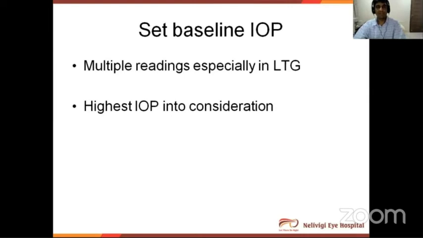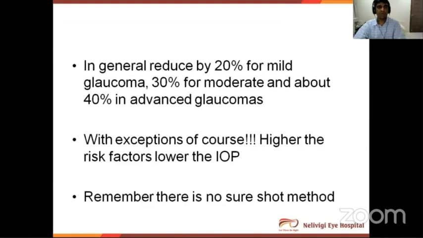Especially in low tension glaucomas, you need to take multiple readings, and the highest IOP is taken into consideration as the baseline intraocular pressure. So now we have set the baseline intraocular pressure, baseline visual fields, baseline RNFL, and obtained a proper history. Once you have done that, you set the target IOP arbitrarily based on these parameters. In general, reduce the IOP by 20% for mild glaucoma, 30% for moderate, and about 40% in advanced glaucomas. With exceptions, of course, higher the risk factors, keep the IOP as low as possible.